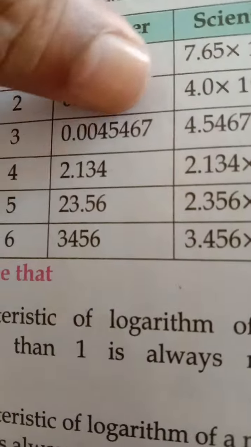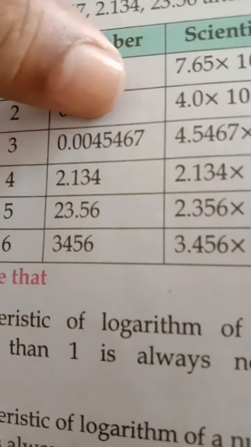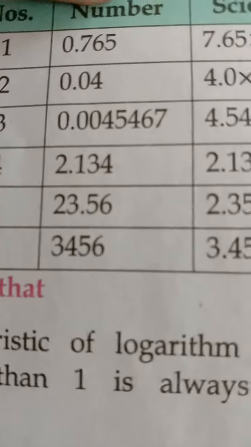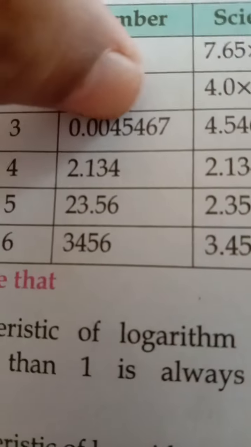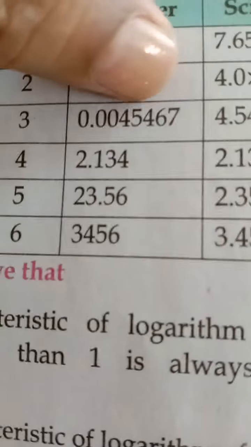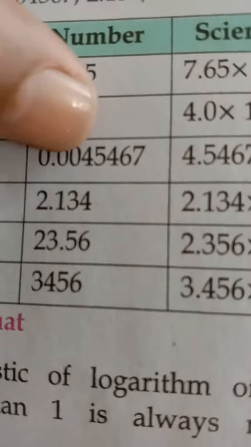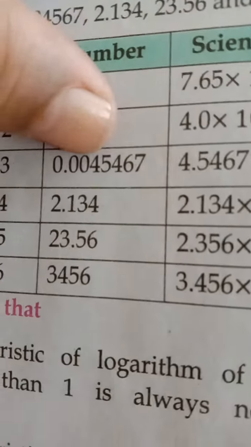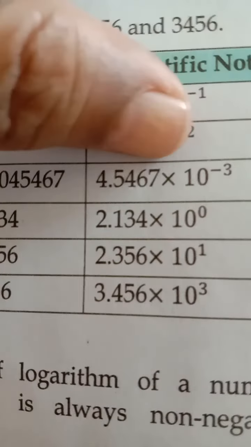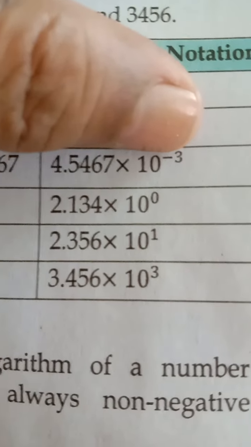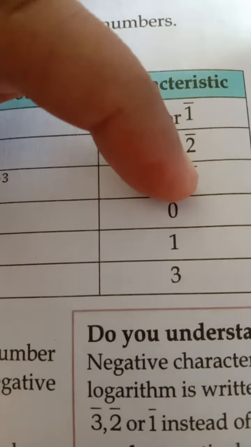The next number is 0.0045467. How can you take the number greater than 1 but less than 10? Greater than 1 number will be 4.5. So we are taking the decimal point in between 4 and 5. So how many digits are there? You can see the number of digits are 1, 2, 3. So you can say 4.5467 multiplied by 10 raised to power minus 3. Okay. So minus 3 is your characteristic.